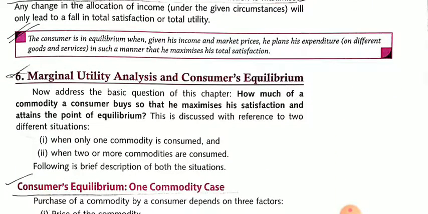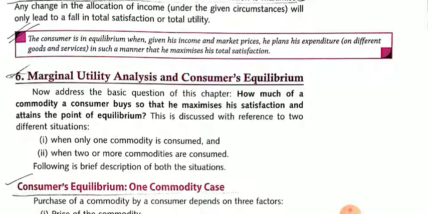Now we will move to our next topic, which is marginal utility analysis and consumer equilibrium. As we all know, marginal utility analysis is a form of cardinal utility. The concept was given by Alfred Marshall. According to Alfred Marshall, we can measure our utility in terms of utils, or we can measure the level of satisfaction which we get from the commodities.